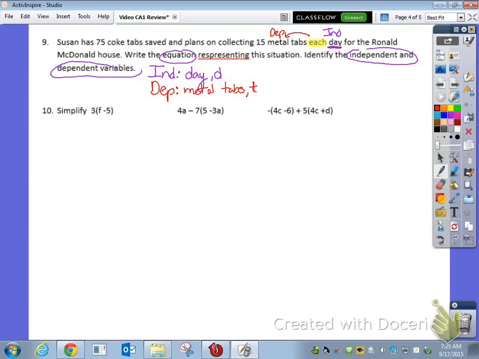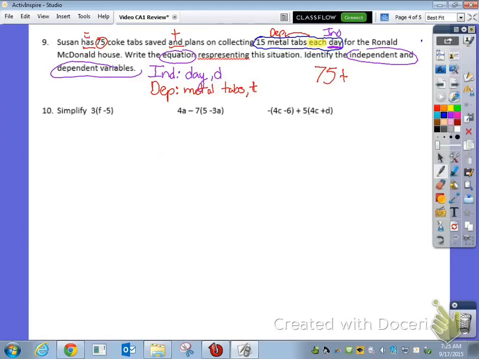Okay, they also wanted an equation, so let's go back and look. Susan has, anytime you see the word "has" or "is," it's going to be an equal sign. She has 75 tabs saved, so she already has 75. So she is starting with 75. And she plans on collecting, so she's going to put some more with it, which means I'm going to add, okay? Now she's going to collect 15 metal tabs each day.